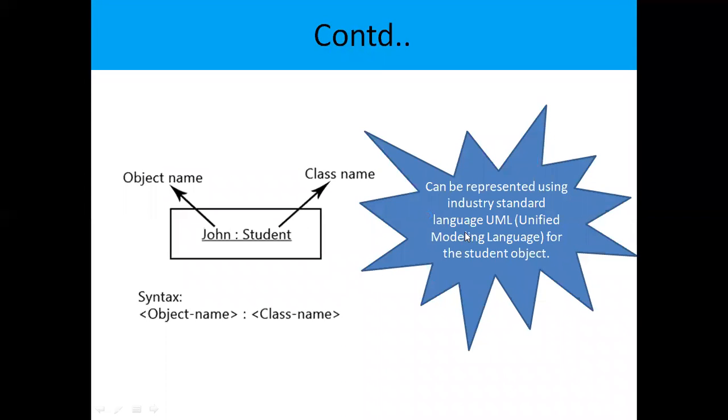This is one of the representations of an object and a class. Here John is an object name and Student is a class. This type of representation can be done using an industry standard language called UML, Unified Modeling Language, for student objects. So this is how we can represent a student. Generally we are going to represent objects and classes in UML.